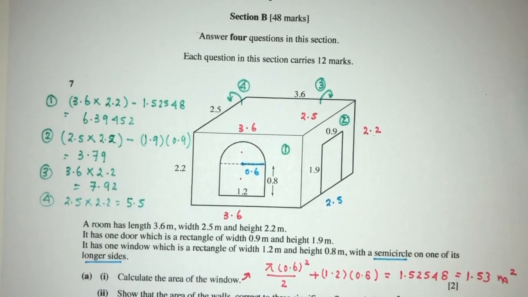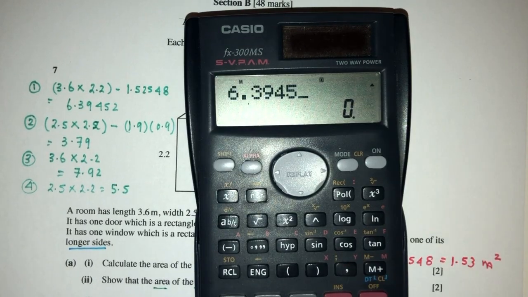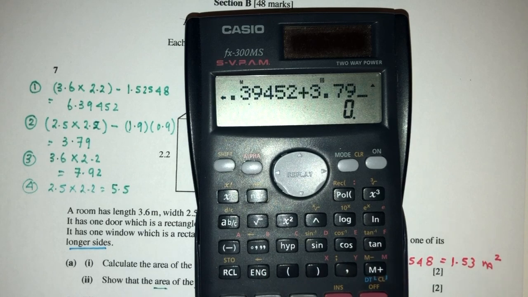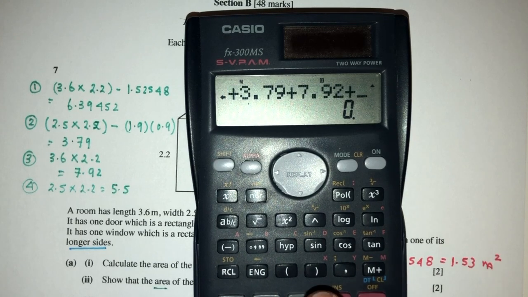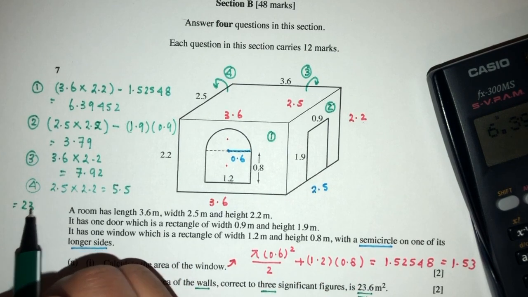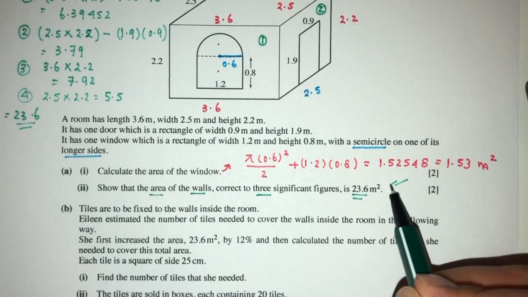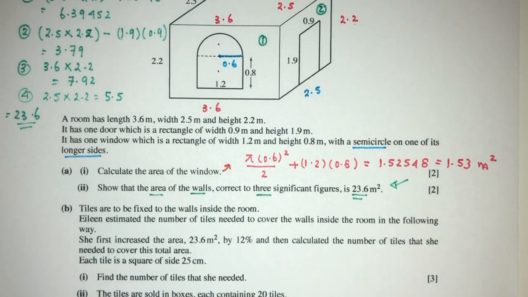Okay, so now to find the total area, we just have to add everything together. That will be 6.39452 plus 3.79 plus 7.92 plus 5.5. That will be 23.6. So correct to 3SF, that will be 23.6, shown as required.